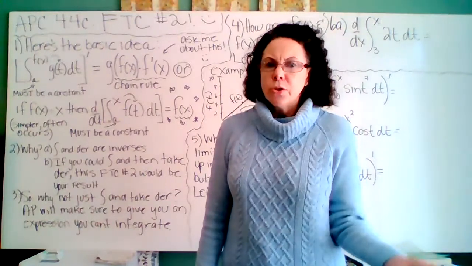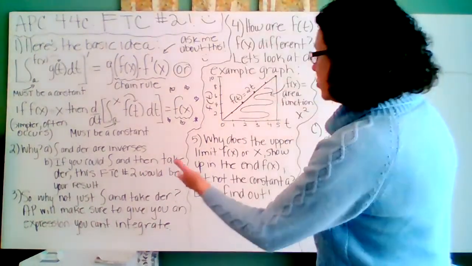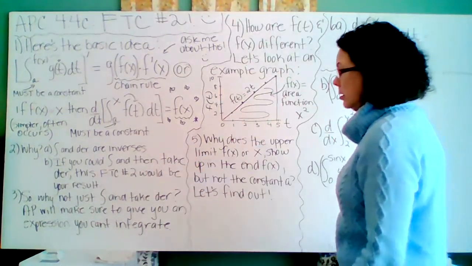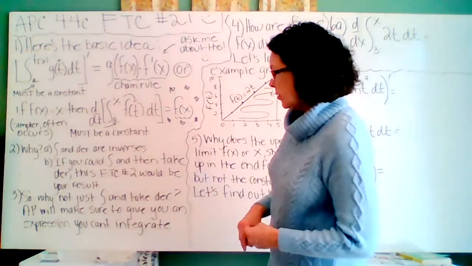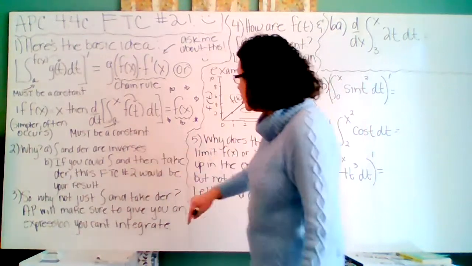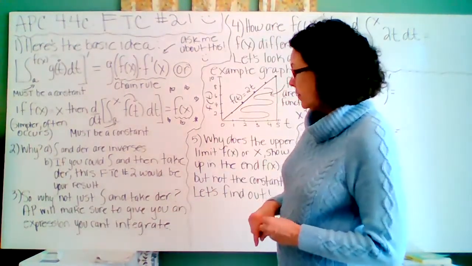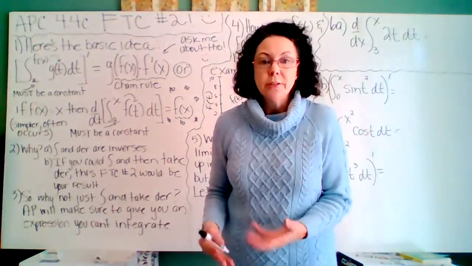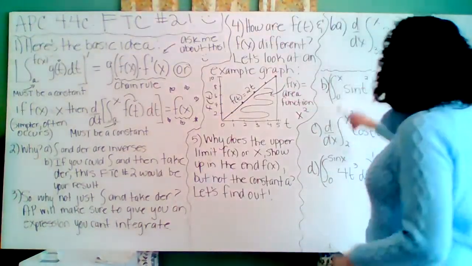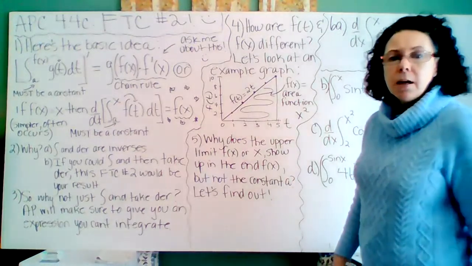Okay, so number 2, why? Because the integral and the derivative are inverses of each other. And B, if you could integrate and then take the derivative, this FTC number 2 would be your result. It's true. It's a truism. It works every time. And in fact, we will do that on 6A.